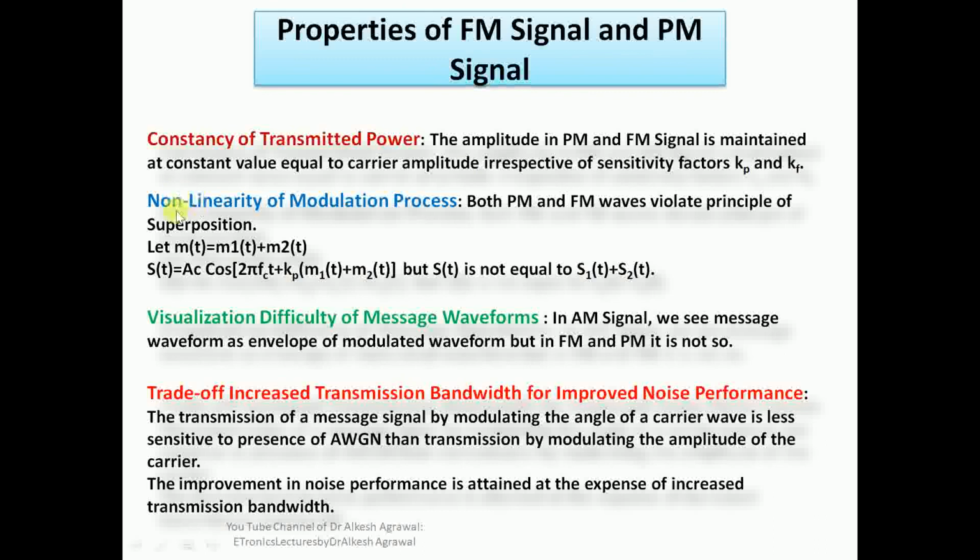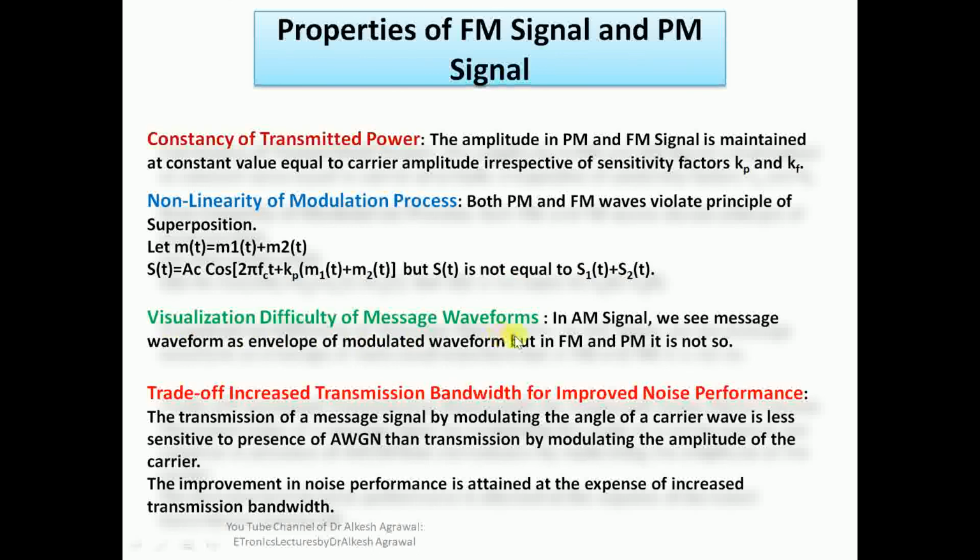Second, these two techniques follow a non-linear modulation process, that is, they violate the principle of superposition. If we have a message signal which is a combination of two signals, so if we have a modulated signal s(t) as Ac cos(2 pi fc t plus Kp (m1(t) plus m2(t))), then this whole signal s(t) is not equal to s1(t) plus s2(t). So we want to say that PM and FM violate the principle of superposition.